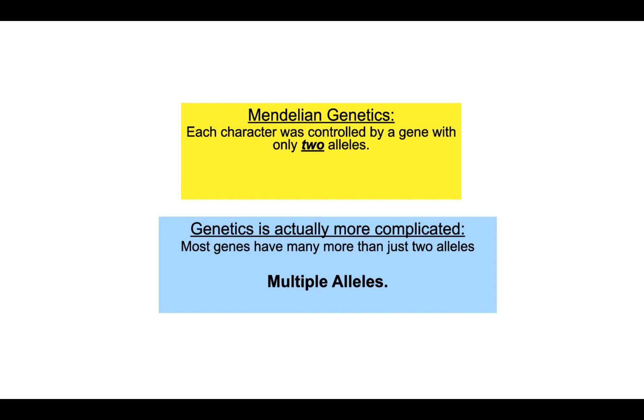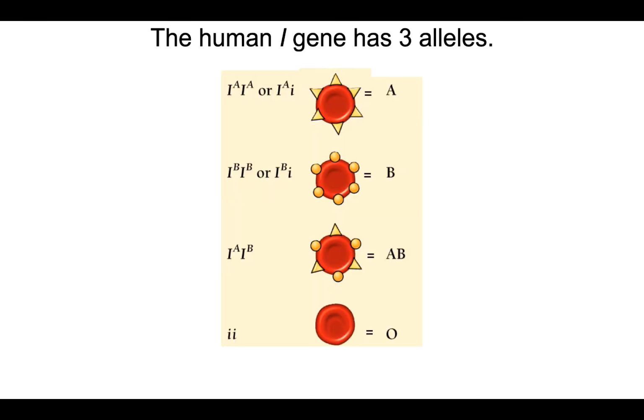Okay, next. In Mendelian genetics, each character was controlled by a gene with only 2 alleles. So a character like flower color was controlled by 2 flower color alleles, the purple allele and the white allele. Well, it turns out that most genes actually have way more than just 2 alleles. And one of the best examples of that is we're going to come right back to the human I gene. The human I gene that controls blood type actually has 3 different alleles.